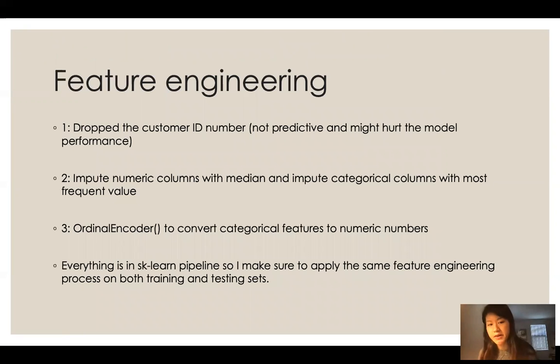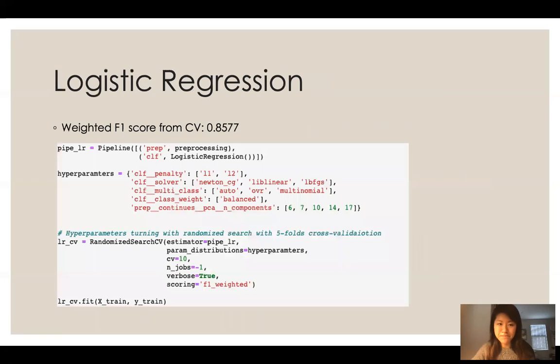Next is the feature engineering. First and foremost, I dropped the customer ID number because each customer has a unique number and this is not predictive and might hurt the model performance. The second one is that I impute numeric columns with median and the categorical columns with the most frequent value. Of course, I also convert the categorical features from strings to numeric numbers. Everything I mentioned here is done in an sklearn pipeline, so I can make sure I apply the same feature engineering steps for both training and testing data.